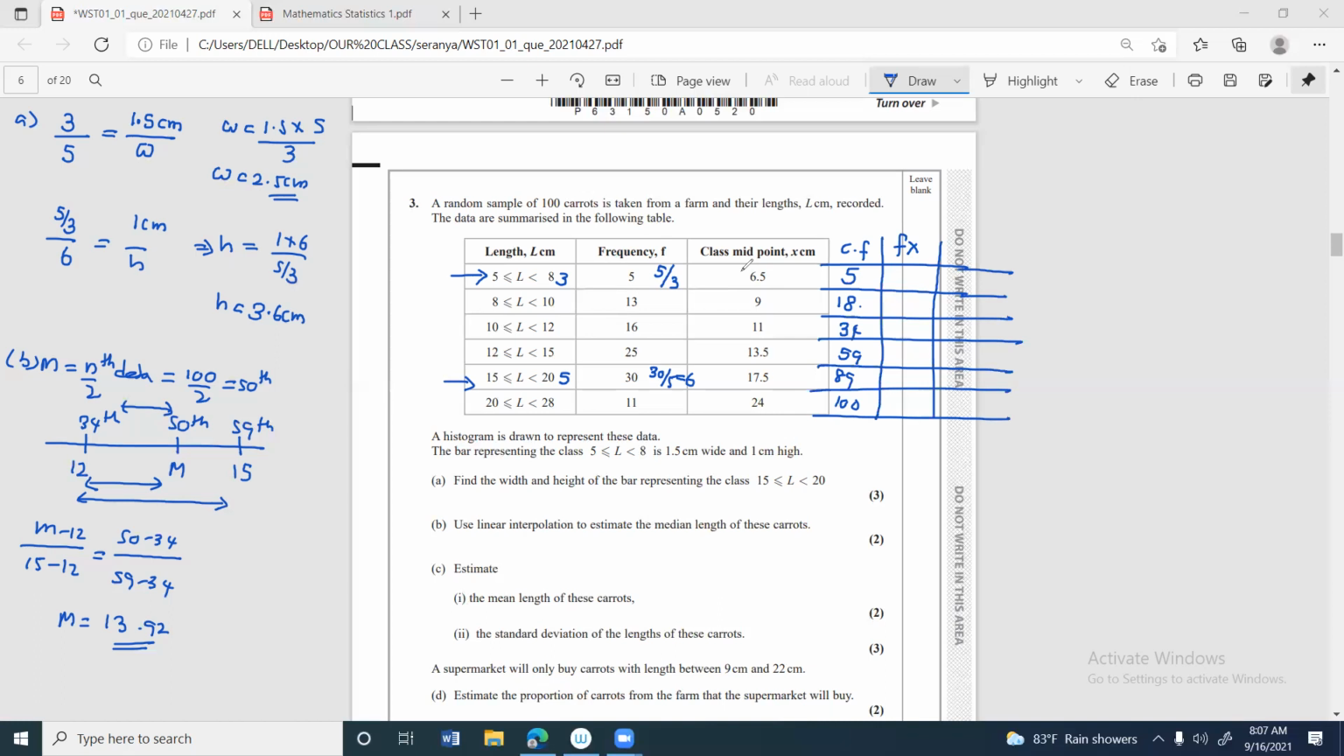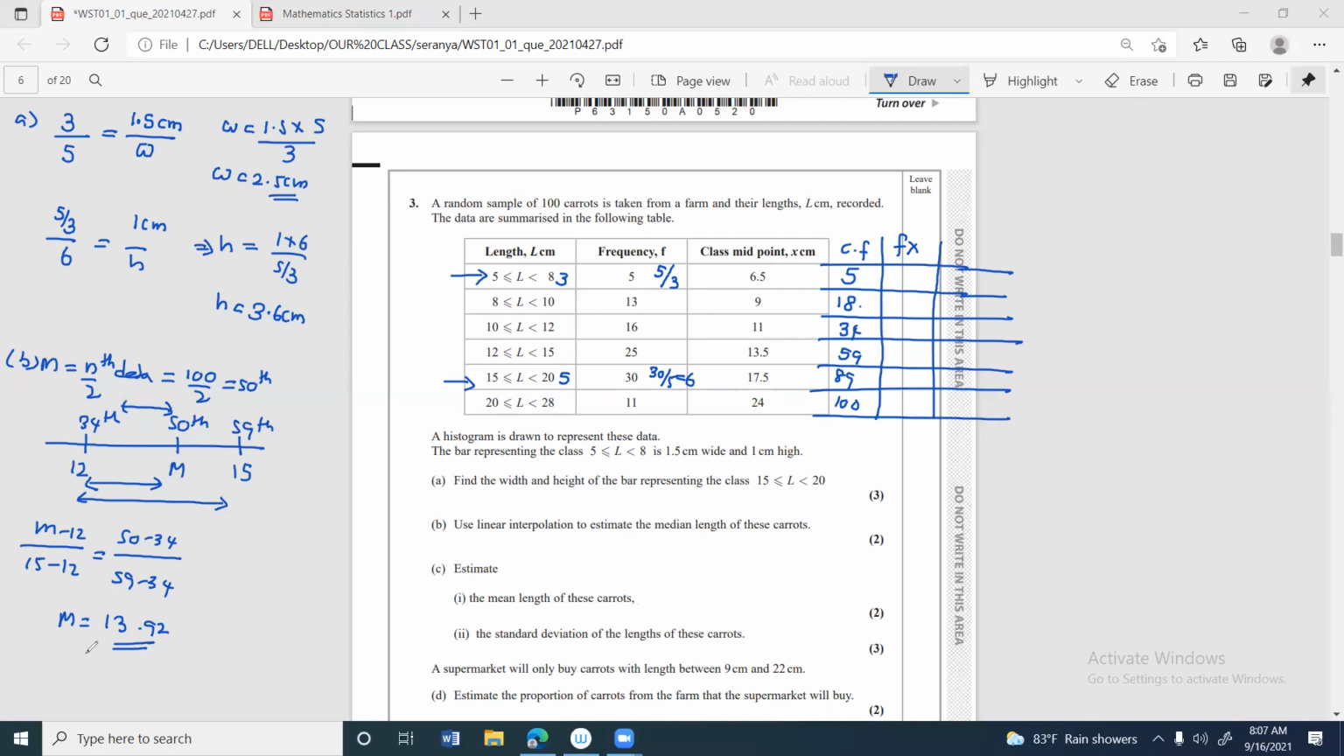5 into 6.5, the first one, plus the next one, 13 into 9, where 9 is x and 13 is f. 13 into 9 plus the next one, 16 into 11, plus then 25 into 13.5, plus the next one, 30 into 17.5, plus then 11 into 24. This answer is 1452.